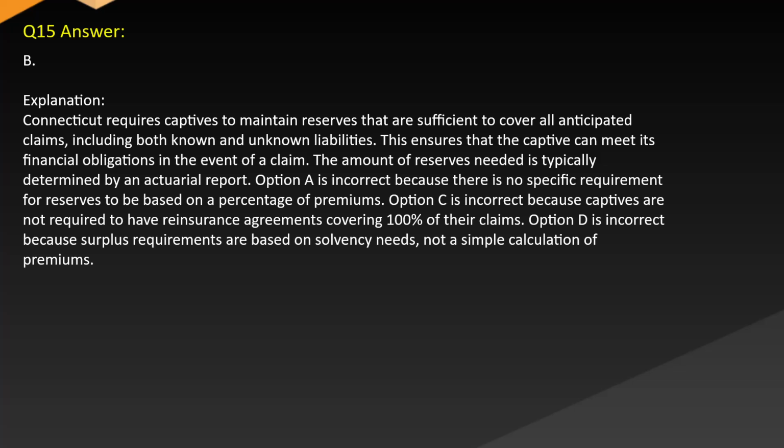Option A is incorrect because there is no specific requirement for reserves to be based on a percentage of premiums. Option C is incorrect because captives are not required to have reinsurance agreements covering 100% of their claims. Option D is incorrect because surplus requirements are based on solvency needs, not a simple calculation of premiums.